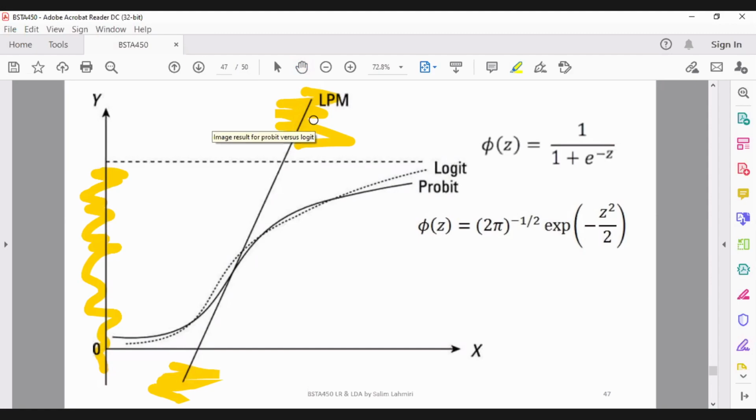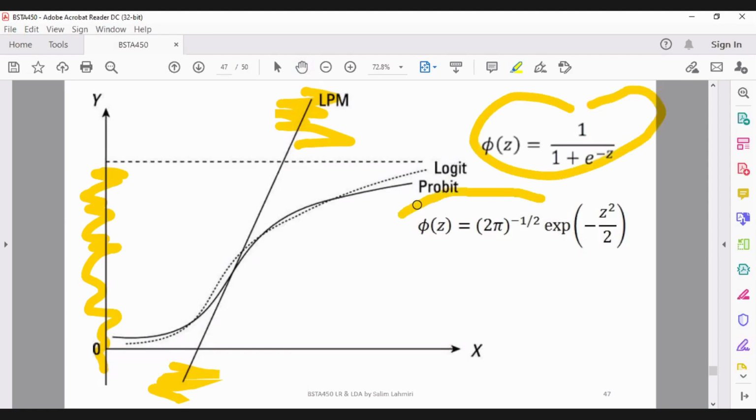So how to decide between logits and probits? Simply by looking at the distribution of your data. If your data follow a normal distribution, use probits. If following a logistic distribution, then use logistic regression.